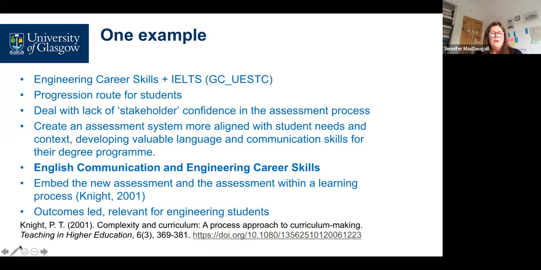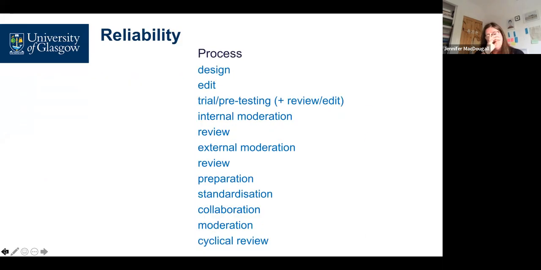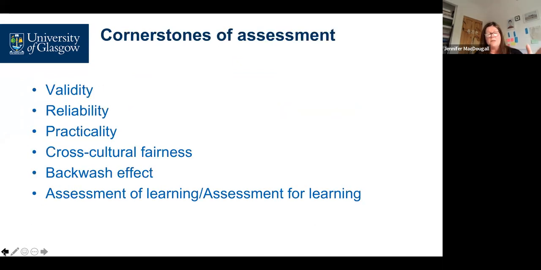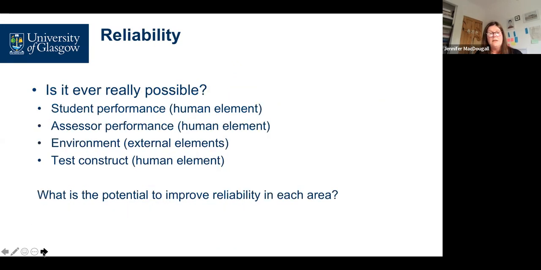So I'm not going to talk about backwash, etc., specifically or generally. Let me focus in on one assessment that I've been working on, and then talk about some of these points, just to try and remind myself, such as practicality and backwash effect, when I'm talking about this.